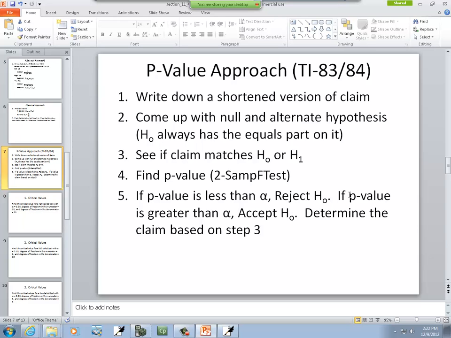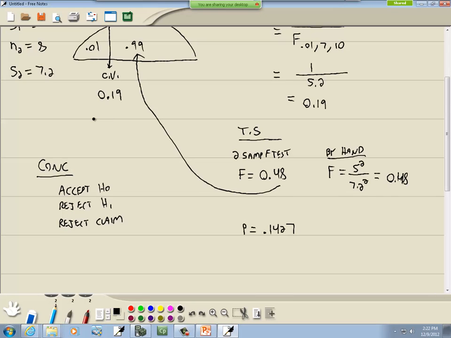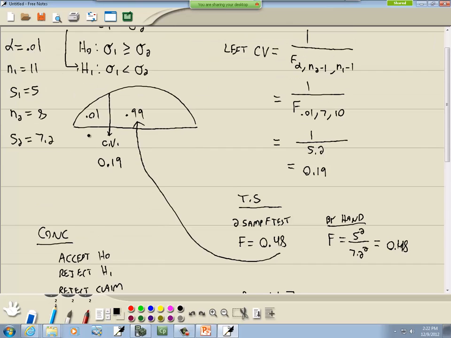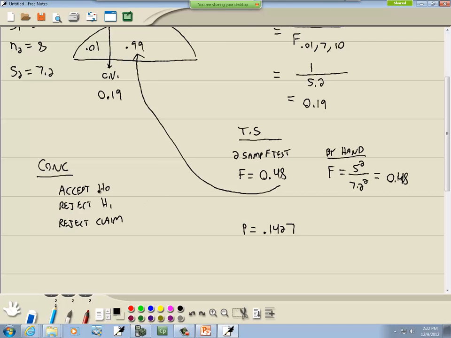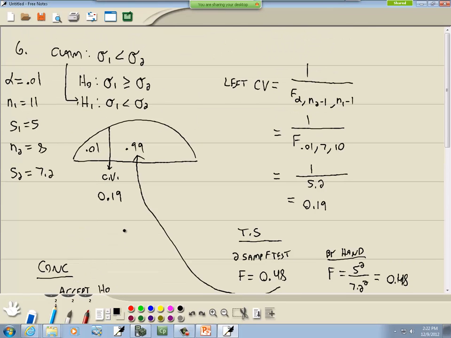And step 5: if the p-value is greater than alpha, and alpha I think was 1%, 0.01, so it's greater than, it says you accept H0, which we got here: accept H0, reject H1, reject claim. So you get your same conclusion, but with precision.